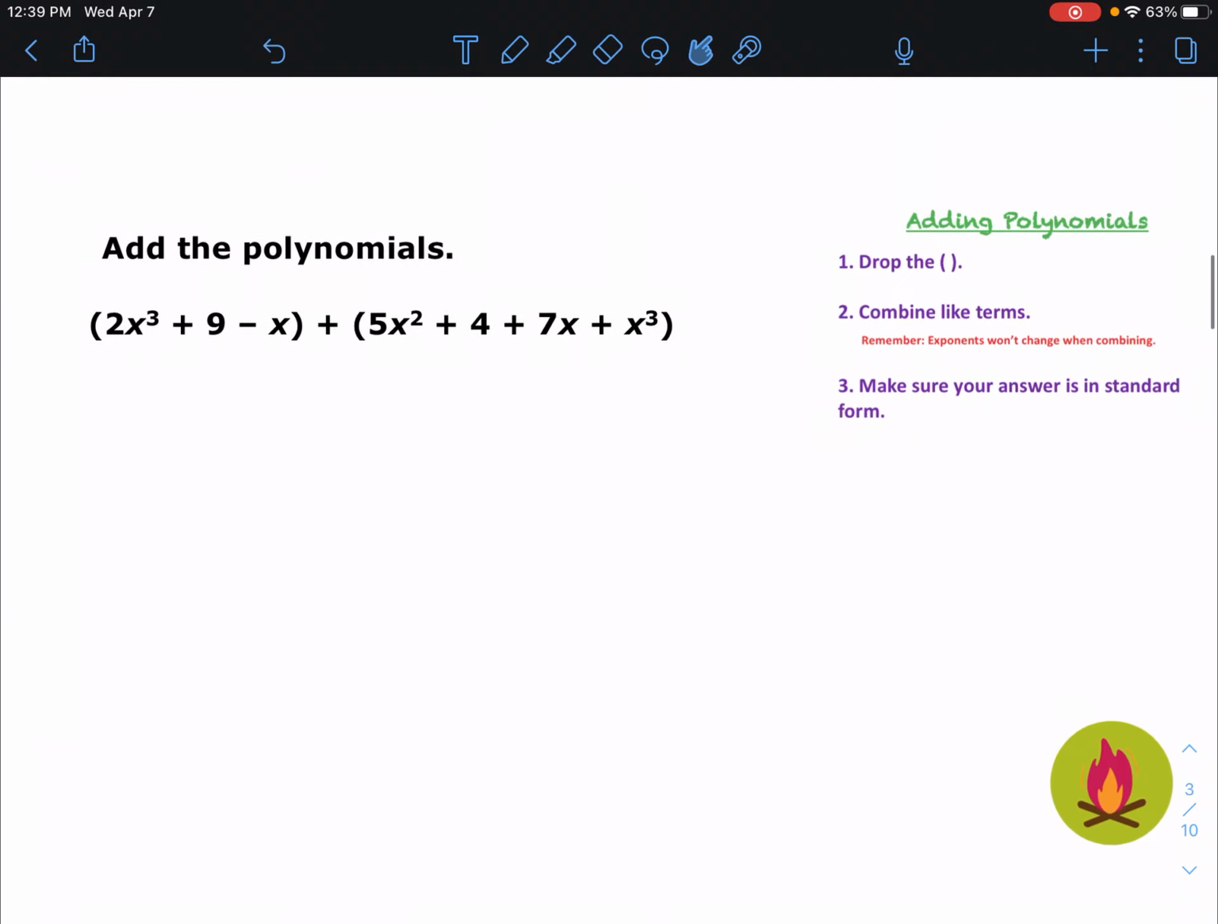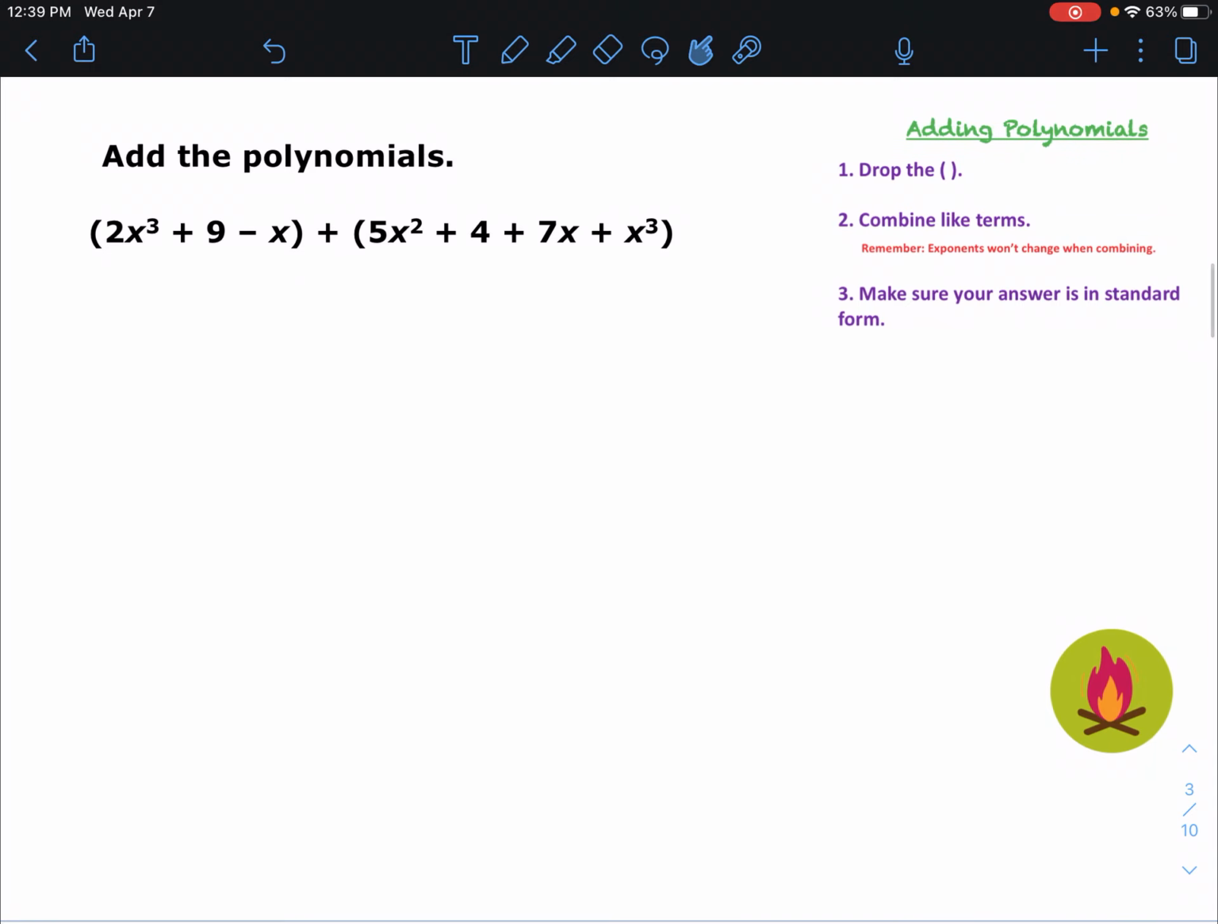What I'd like you to do is give this problem a try, pause it right here, and see how you do. See if you've got adding polynomials down.